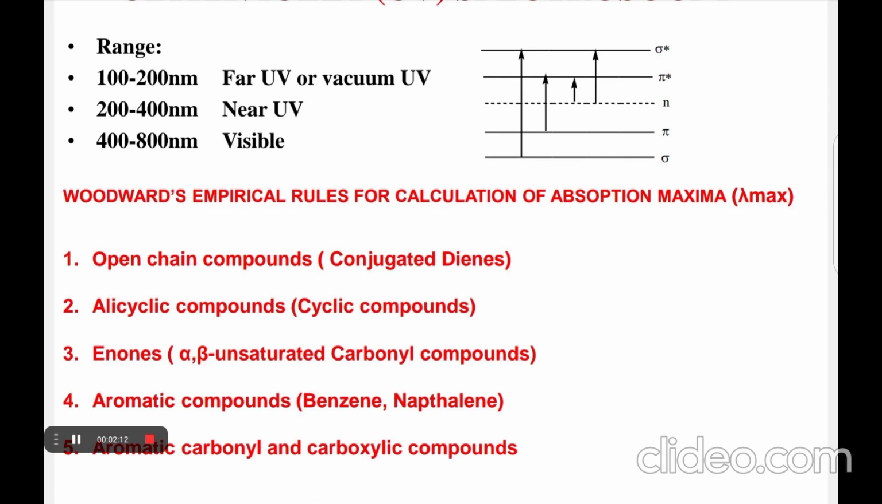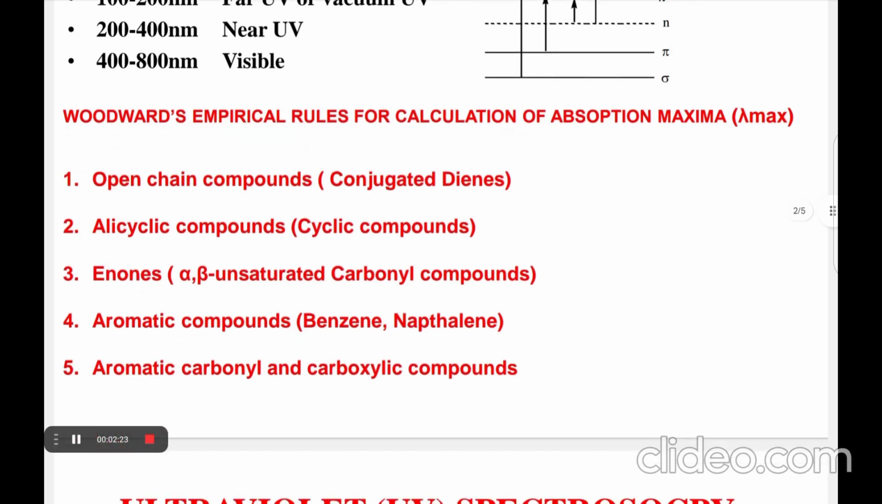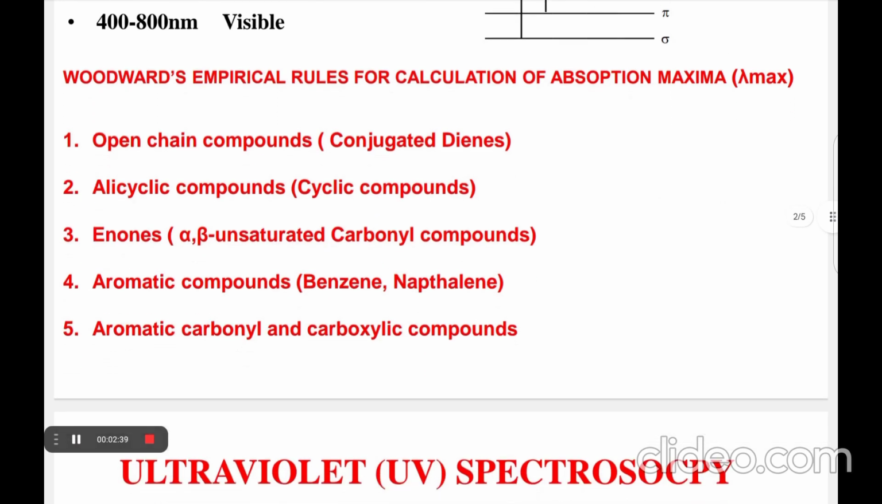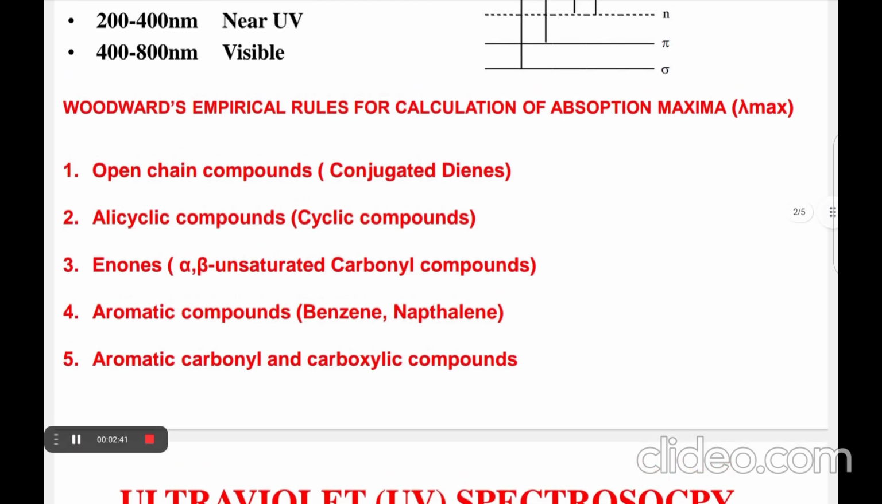Woodward and Fieser gave empirical rules for the calculation of the lambda maximum for compounds. So we can calculate the lambda maximum for the following compounds. First one is the open chain compounds, it may be conjugated dienes. Second one is the alicyclic compounds, meaning the cyclic compounds. Third one is the enones, that is alpha beta unsaturated carbonyl compounds, the open chain conjugated carbonyl compounds. And the fourth one is the aromatic compounds.